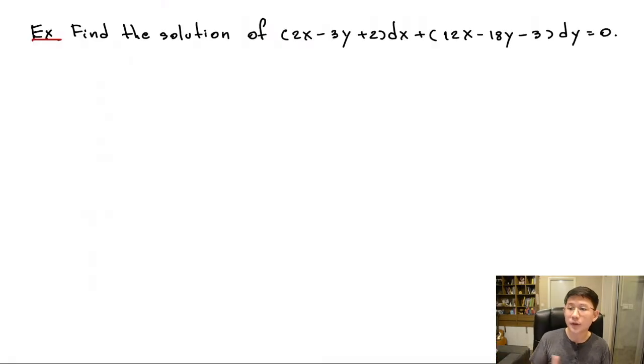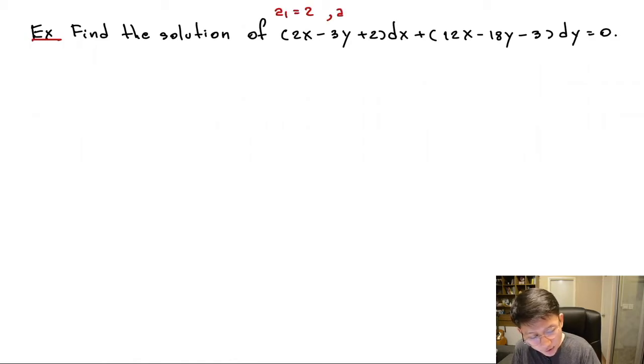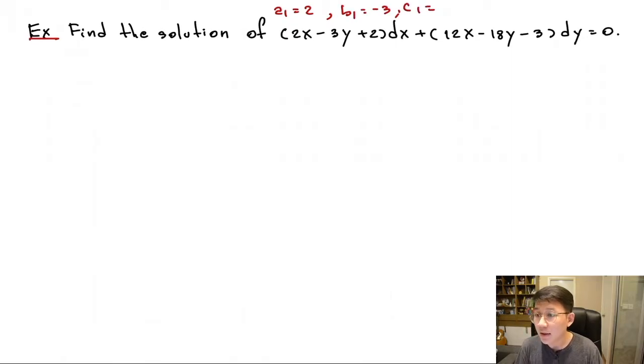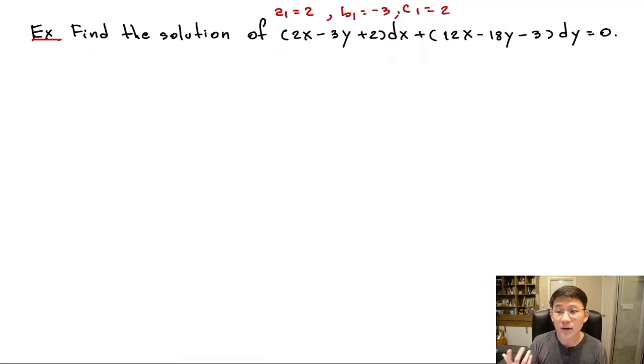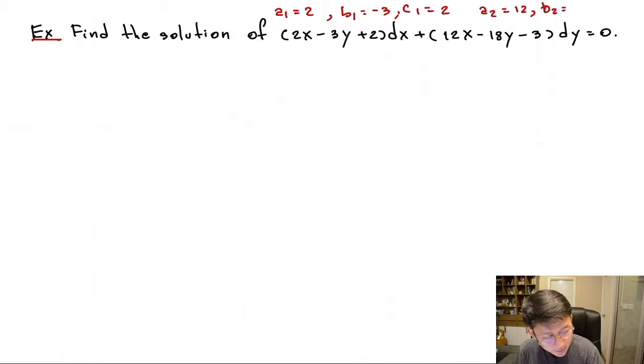Here, as you can see, a1 is 2, b1 is -3, and c1 is 2. I think you are familiar with it, aren't you? So here, a2 is 12, b2 is -18, and c2 is -3.